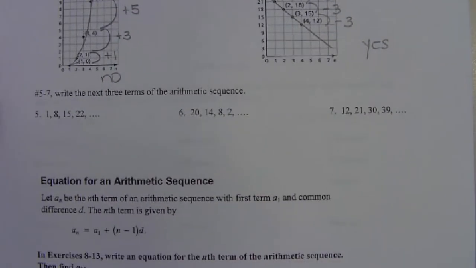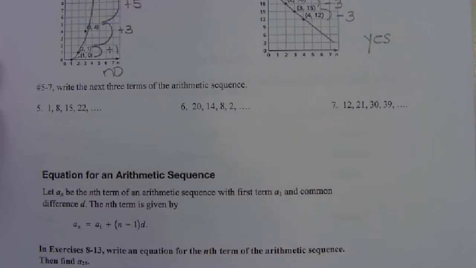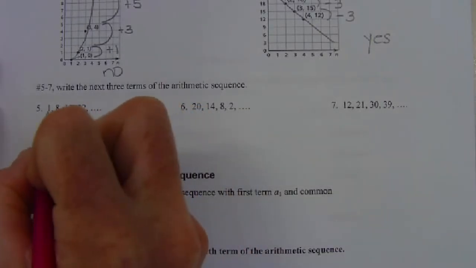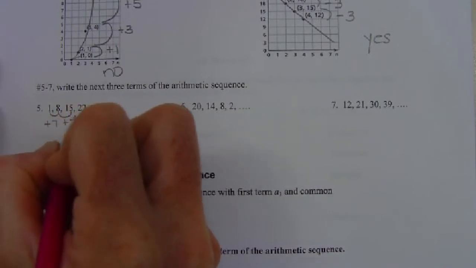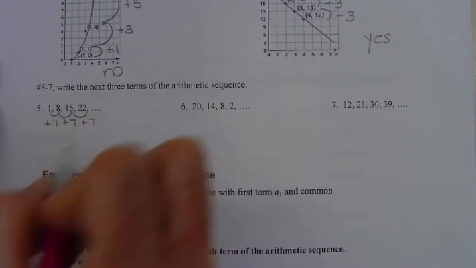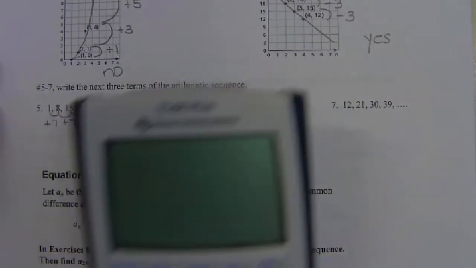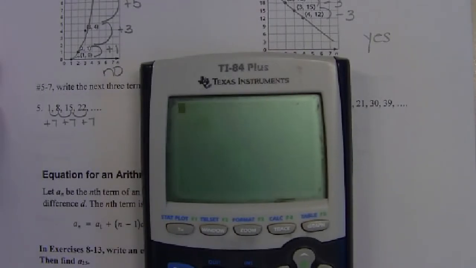Let's look at our next example. It says write the next 3 terms of the arithmetic sequence. So all you have to do is find the pattern and then continue the pattern on. So to go from 1 to 8, you add 7. 8 to 15, you add 7. And 15 to 22, you add 7. If you cannot figure that out in your head, the way to get that common difference is to take the second term and subtract the first term, and that will tell you what you are adding by.